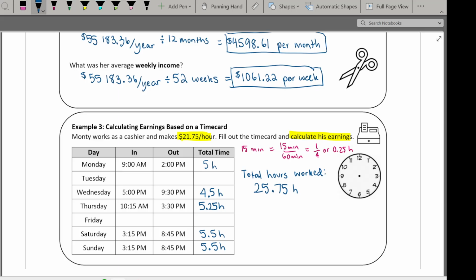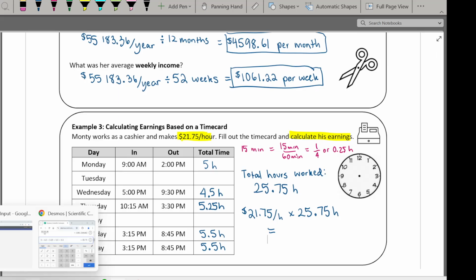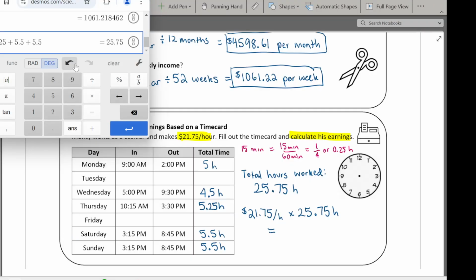Okay, and we know that he earns $21.75 for each hour that he works. And if he works for 25.75 hours, that's going to give us his total earnings. So I can just go ahead back to my calculator here and multiply that number by 21.75, and I get $560.06. Again, rounding to 2 decimal places, and we keep it as a 6 because the 6 is next to a 2, which is less than 5.